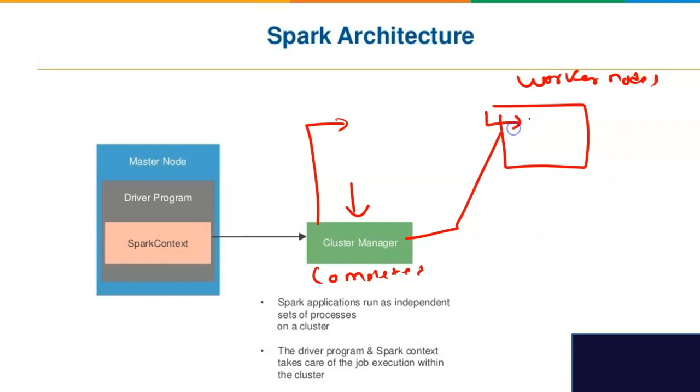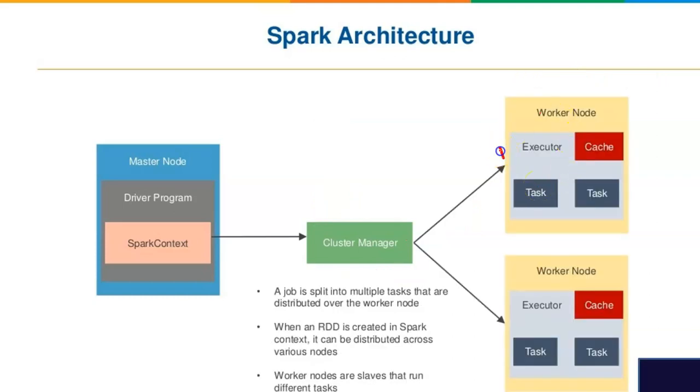Then these worker nodes let the tasks be completed by their executors. So there are executors, and some tasks and some caches are being processed in them. The job is further split across multiple worker nodes and the tasks are completed. This is the basic architecture of Spark.